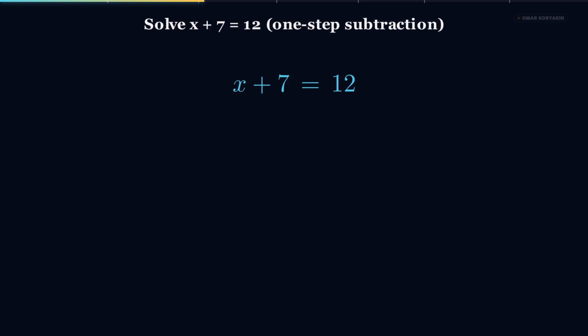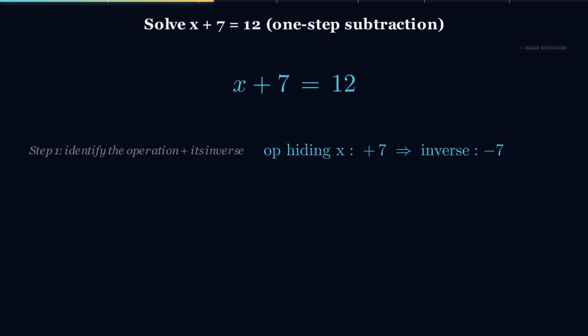The variable x is hidden behind a single addition operation, and the equation is therefore a one-step solve using subtraction as the inverse operation. The structure is the simplest possible form of linear equation, and it makes a clean introduction to the solving workflow. Step 1.